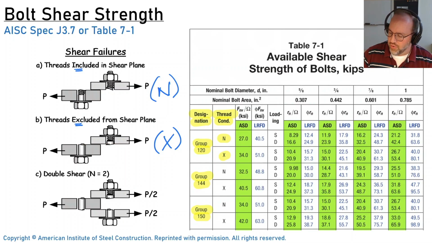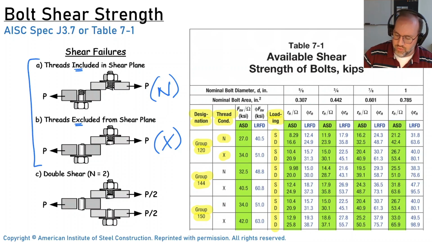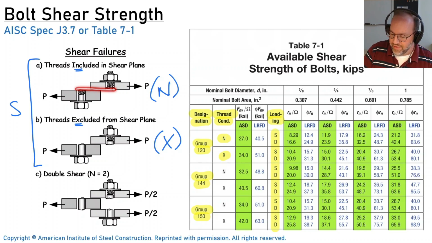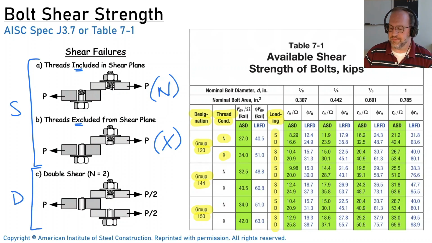Next, you need to know your loading condition, and it's either going to be an S or a D. S stands for single shear. Both of these top two are single shear scenarios because you have one shear plane. So the shear is just right here, and that's your only shear plane. If you have two shear planes like this, that effectively divides your stress in half. So instead of dividing stress in half, we effectively just double our capacity. So this is known as the D, double shear case.